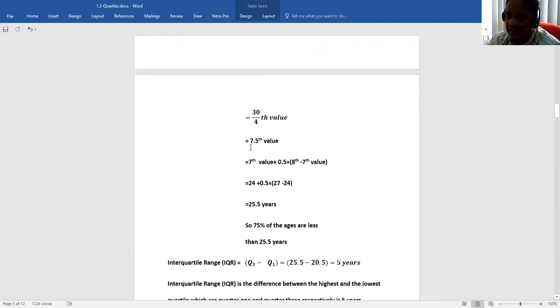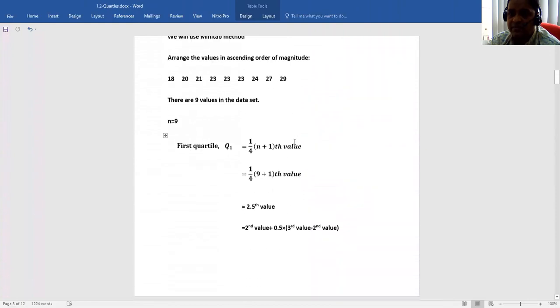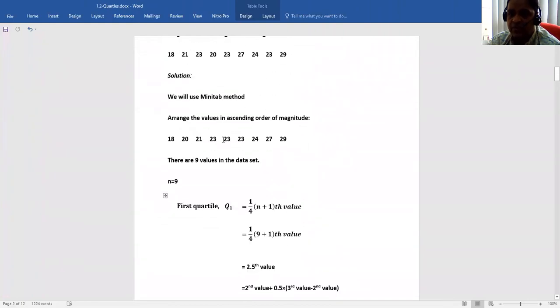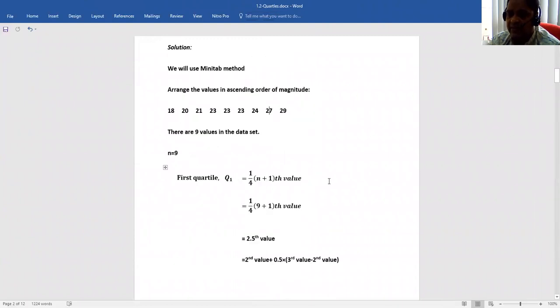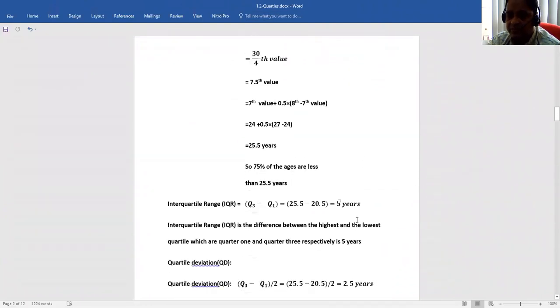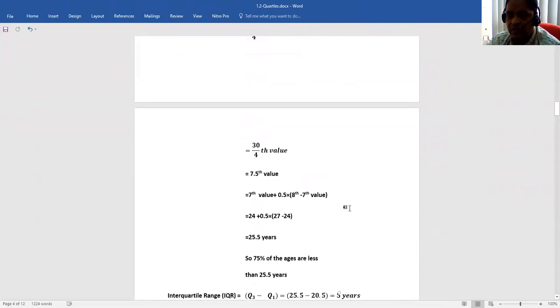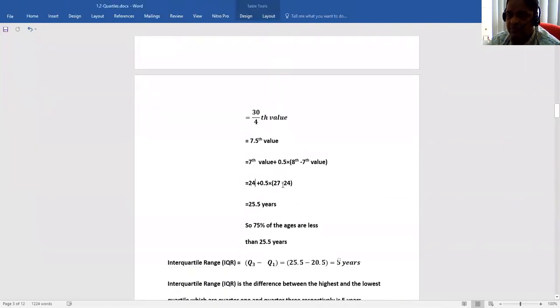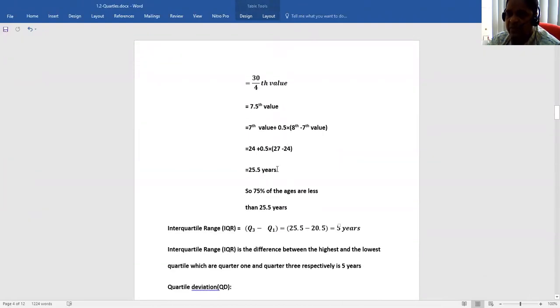For the 7th value plus 0.5, multiplied by the 8th value minus the 7th value. So what is the 7th value? Counting 1, 2, 3, 4, 5, 6, 7, it is 24. And the 8th value is 27. So let us put in the values. The 7th value is 24 and the 8th value is 27; 27 minus 24 is 3, half of which is 1.5, so we get 25.5 years.